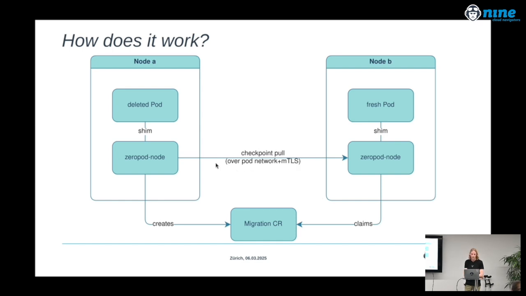And then all it needs to do is pull that image. So far it's just making an mTLS connection via the pod network, and it pulls that container image. I just put it in a tar. Yeah, that's it.